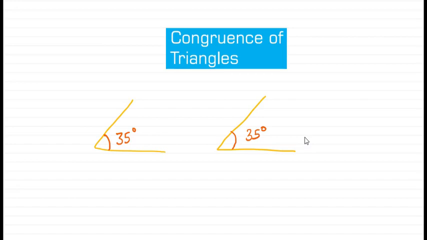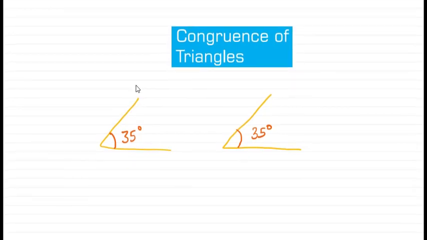Two angles can also be congruent. If the measures of two angles are equal, then we say that the two angles are congruent. So if this is angle PQR and another one is ABC, and both are equal to 35 degrees, we can say that these two angles are congruent.